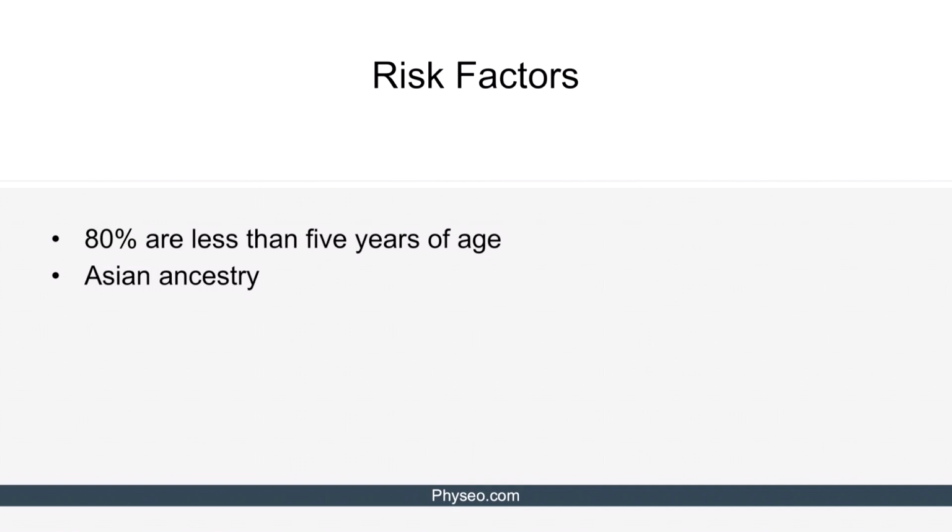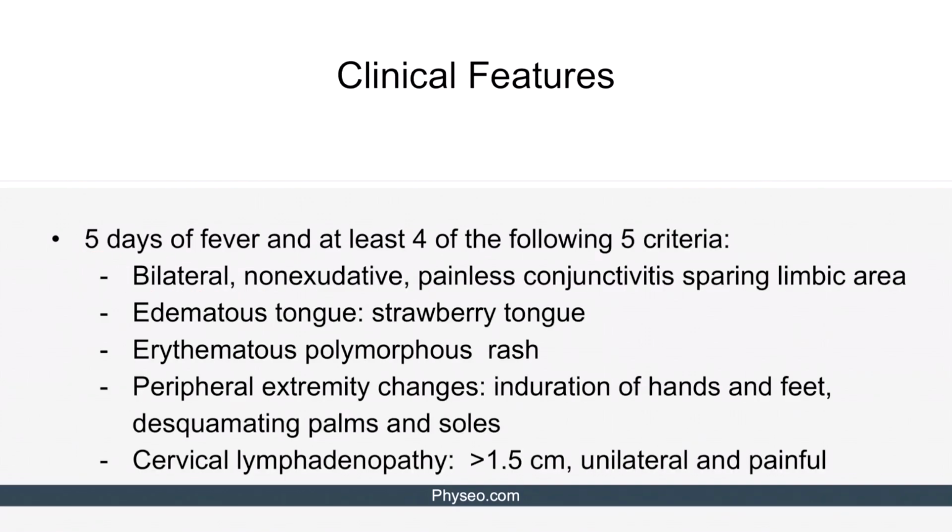Let's discuss the common risk factors seen in patients with Kawasaki disease. Now, 80% of patients are usually less than 5 years of age. Also, it's more predominant in children of Asian ancestry. So now let's talk about the clinical features. Patients are diagnosed with Kawasaki disease if they have 5 days of fever and at least 4 of the following 5 criteria shown in the slide.